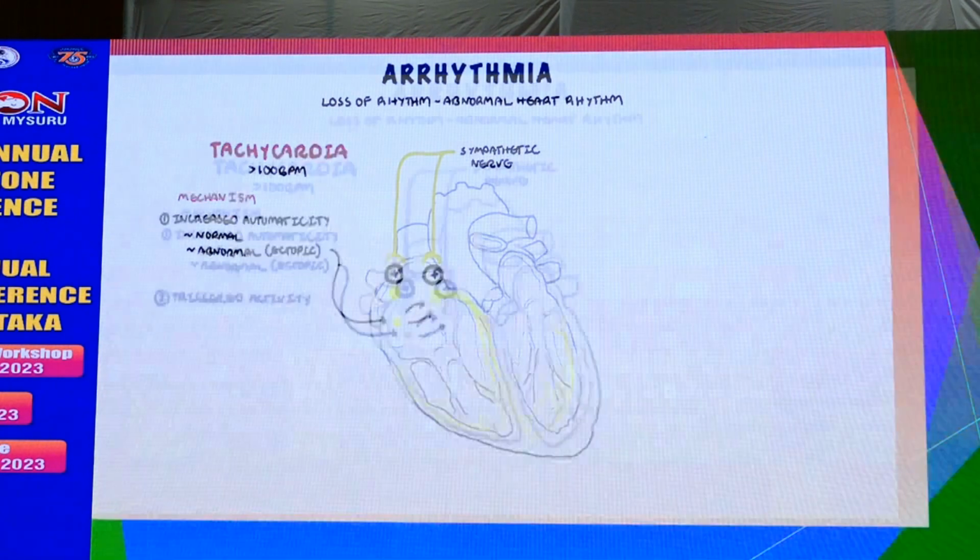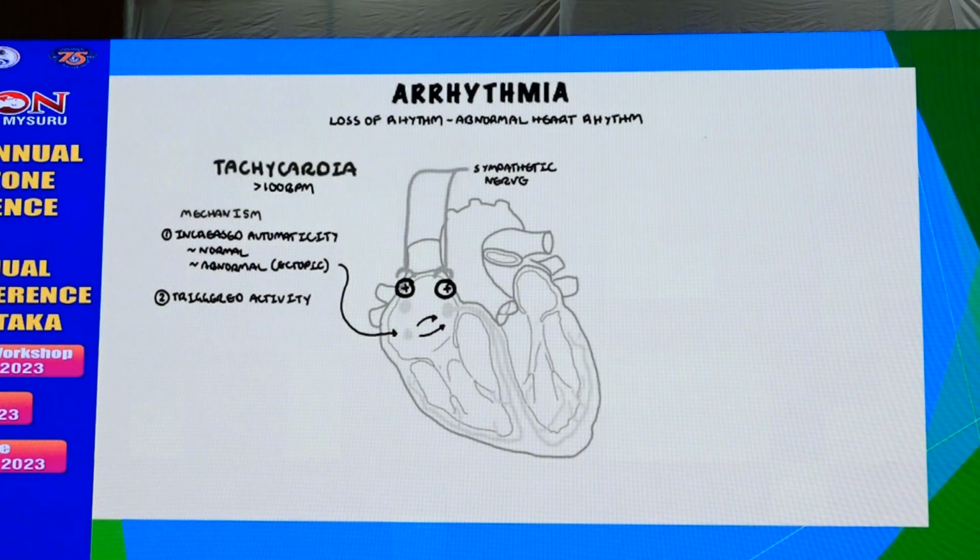Coming to the second mechanism of tachycardia, it is the triggered activity. It is difficult, but you should understand this mechanism because in triggered activity there is a term called after depolarization. It's not very difficult. Once you understand, it will be easy for you. In the myocardial action potential, after the phase of depolarization, during the repolarization, there can be a triggered activity.